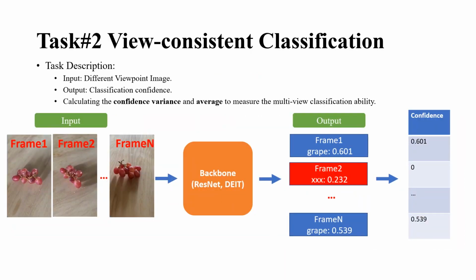The second representative task is the view-consistent classification. Although humans can easily recognize one object from different views, deep learning models can hardly do that robustly. Given different viewpoint images of the same object as input, a robust classification model should output the same class prediction with high confidence. When the model predicts wrong class, we regard its confidence as 0. In this way, we can calculate the confidence variance and average to measure the multi-view classification robustness.